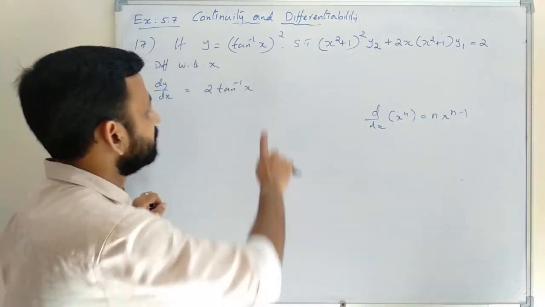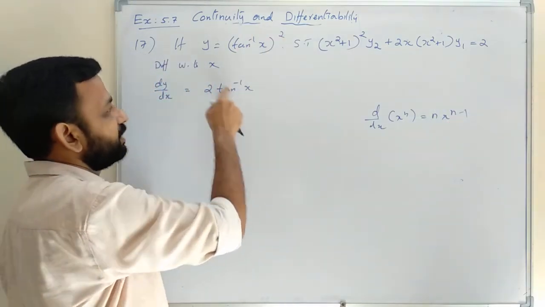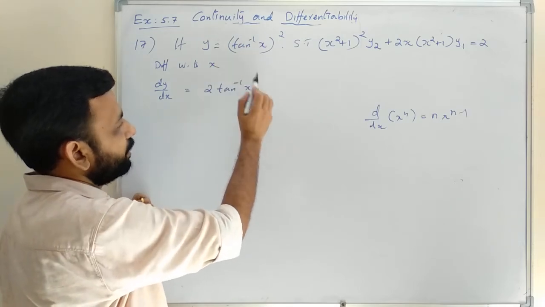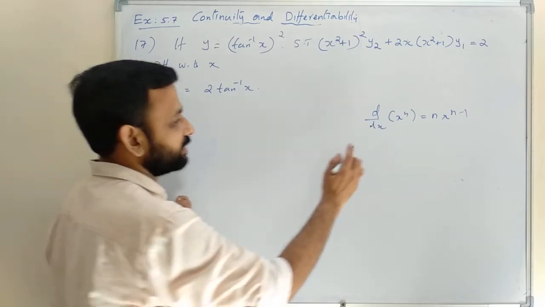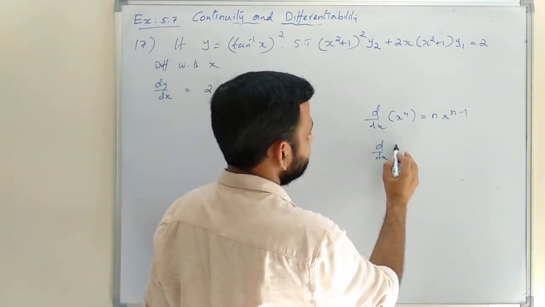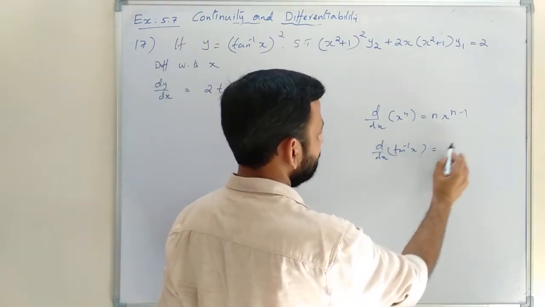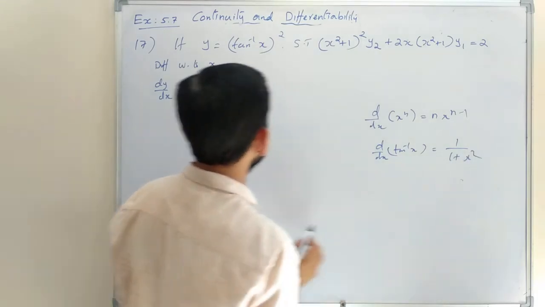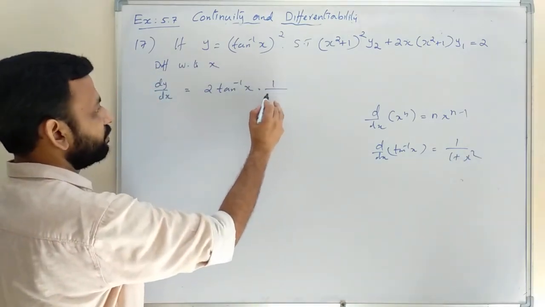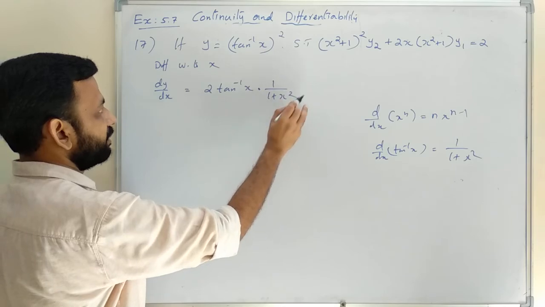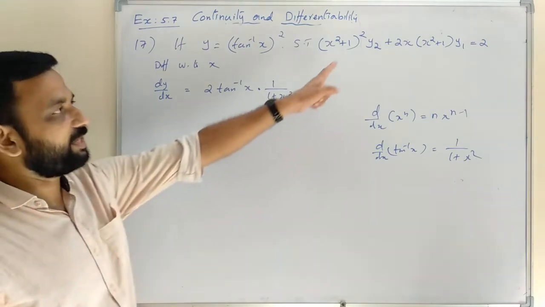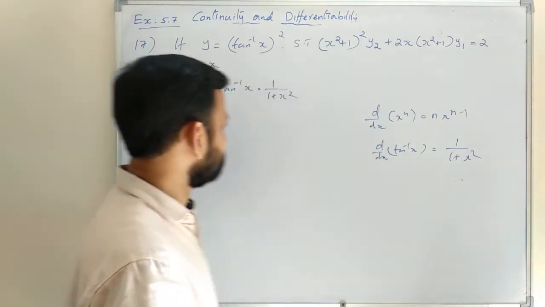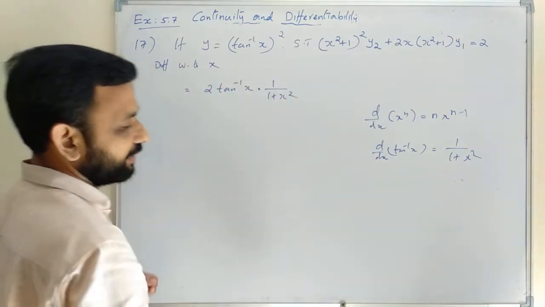That is the formula. So 2 into tan inverse x raised to the power 1 into the derivative of tan inverse x, that is 1 upon 1 plus x square. d by dx of tan inverse x is equal to 1 upon 1 plus x square. So into 1 upon 1 plus x square. So that is the derivative. Here we have y1, y2, so in the place of dy by dx we will write y1.